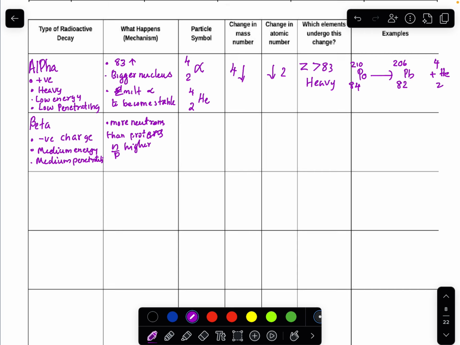The symbol we can write is electron -1, 0, or beta particle -1, 0. Now look at that. If you are subtracting -1 from a number, then the atomic number will increase by 1, and you are subtracting 0 from the mass number, so there will be no change in the mass number. So this is shown by atoms with a higher n by p ratio.